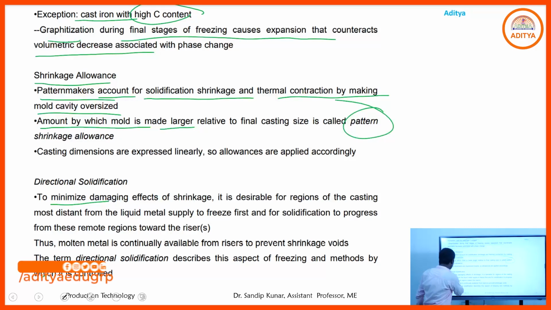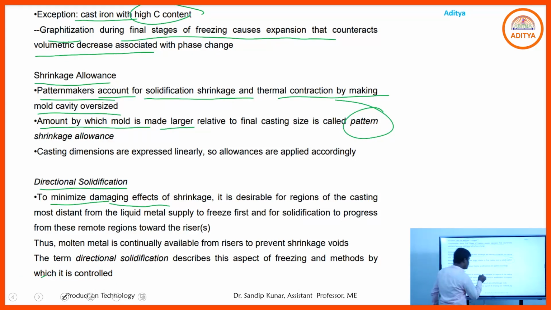Directional solidification. To minimize the damaging effects of shrinkage, what can we do? It is desirable for the regions of the casting most distant from the liquid metal supply to freeze first, and for solidification to progress from those remote regions towards the riser. In that case we must maintain the distance between the riser and the mold cavity. If the distance is more, the feeding of the molten metal may face some problems.